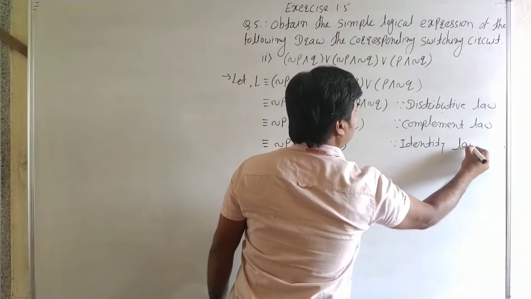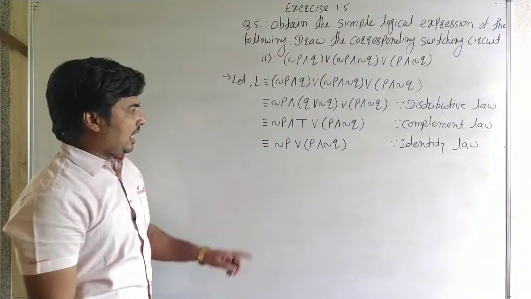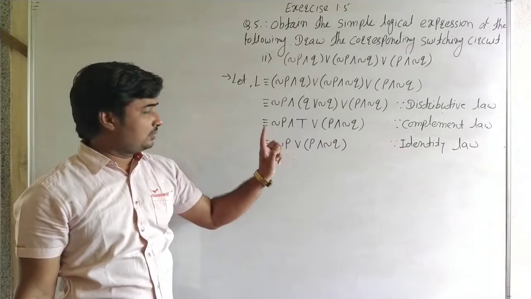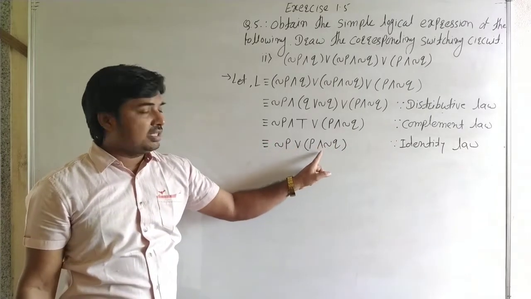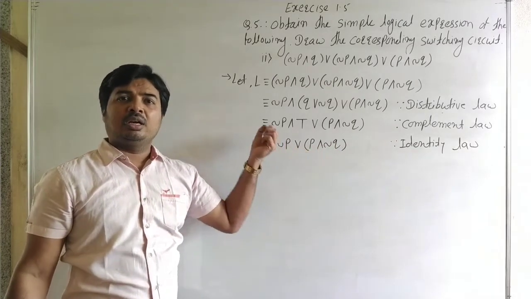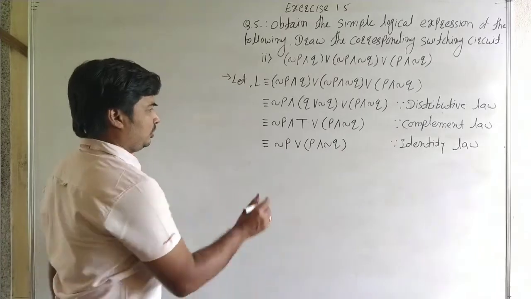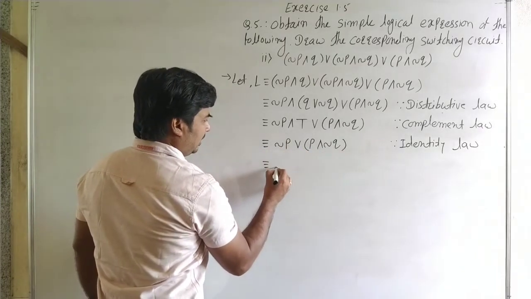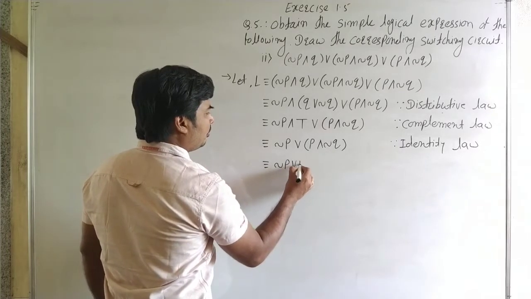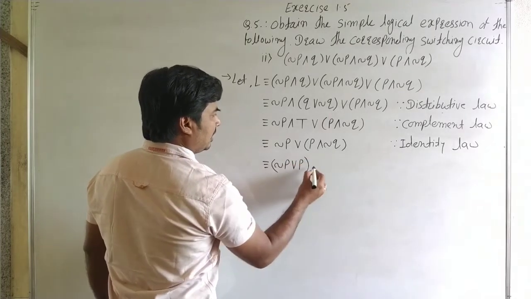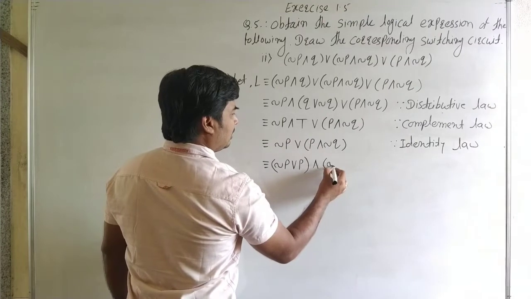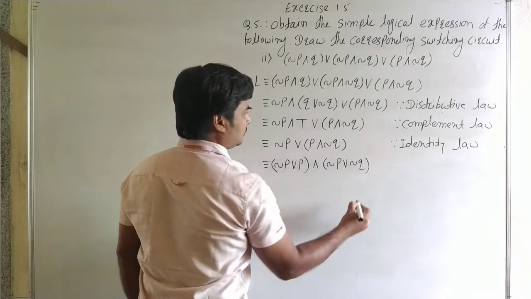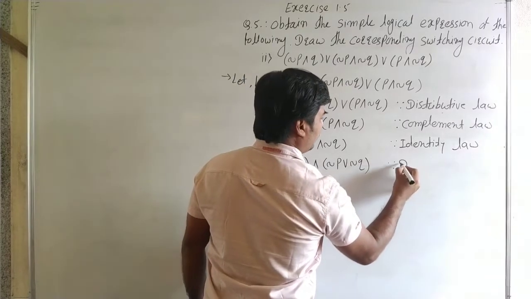Identity law. Okay. Now again here negation P, P and negation Q, there are three statements, one is or and the other is and, a different symbol. Again here we use the distributive law. Okay. P or, distributed to both, negation P or P and negation P or negation Q. Here it is the distributive law.